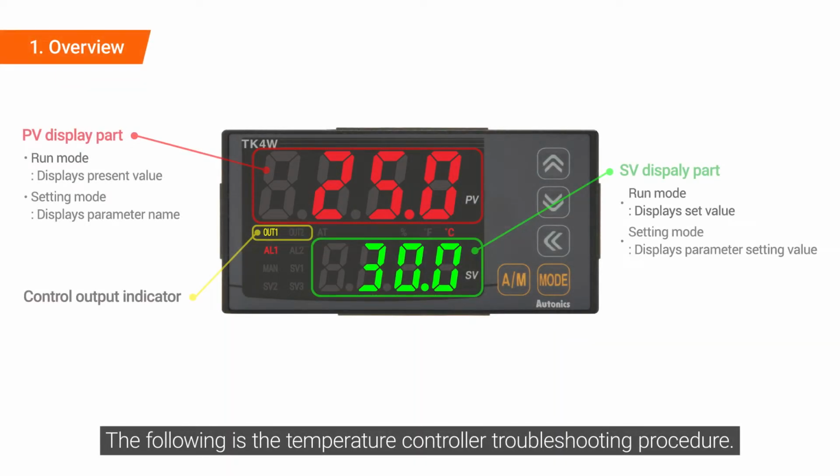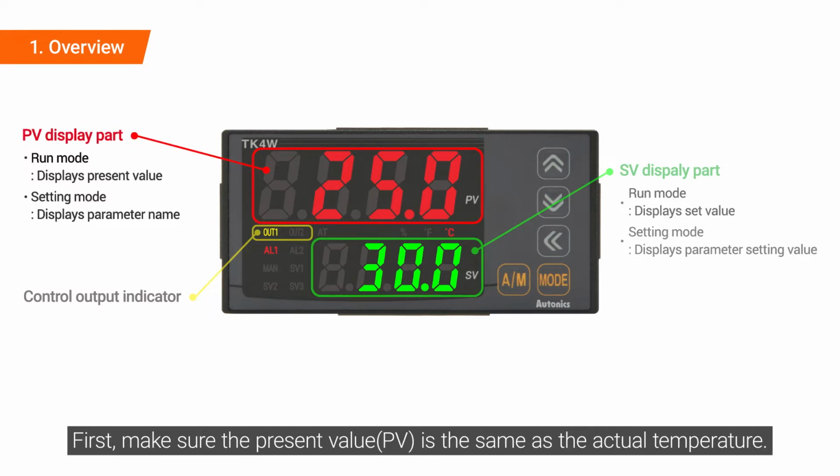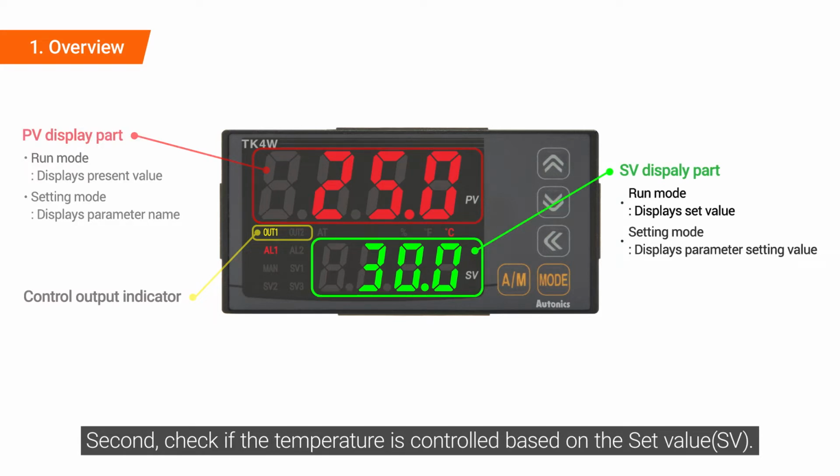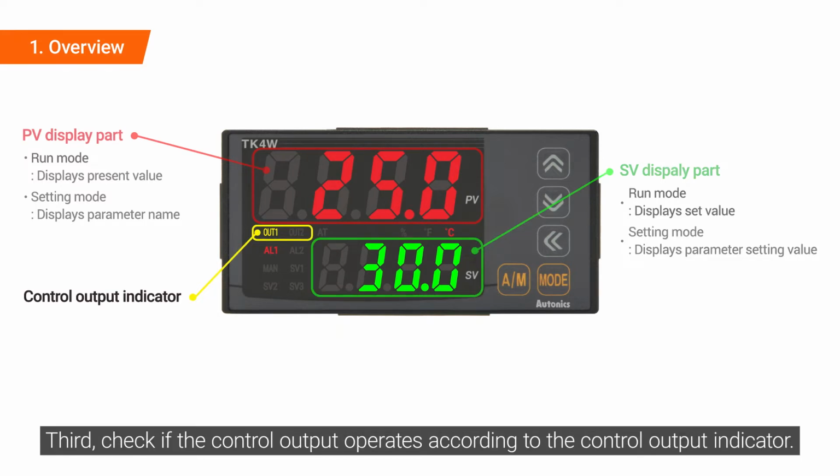The following is the temperature controller troubleshooting procedure. First, make sure the present value is the same as the actual temperature. Second, check if the temperature is controlled based on the set value. Third, check if the control output operates according to the control output indicator.